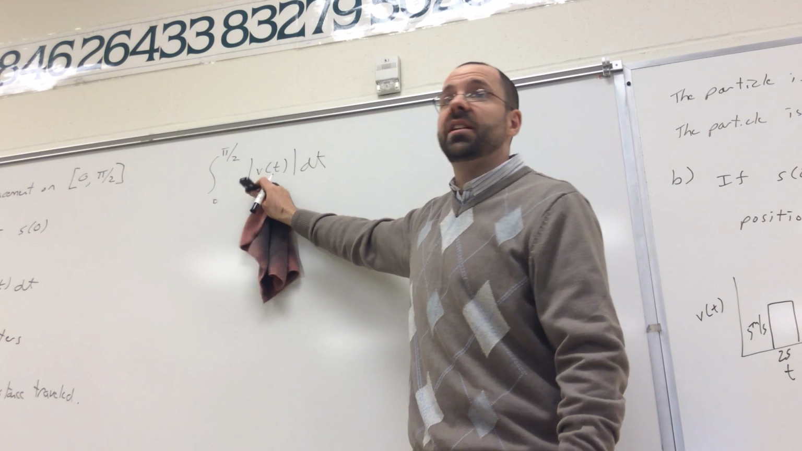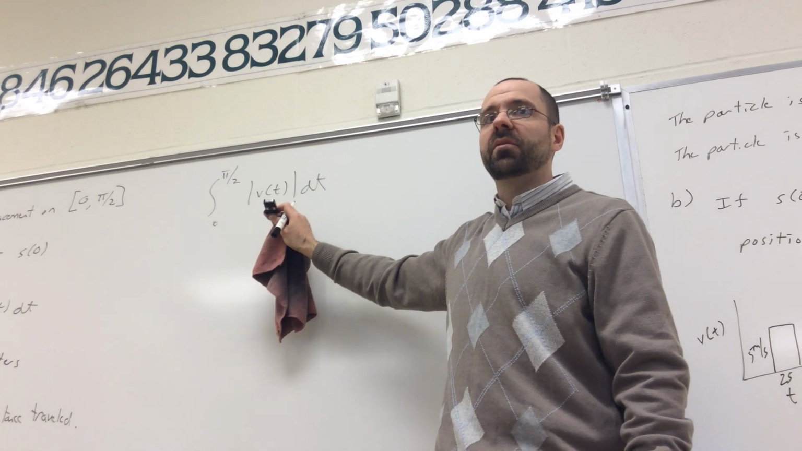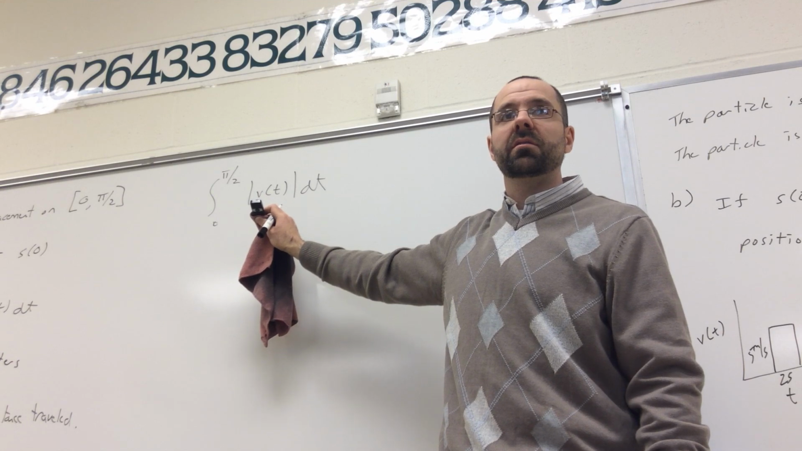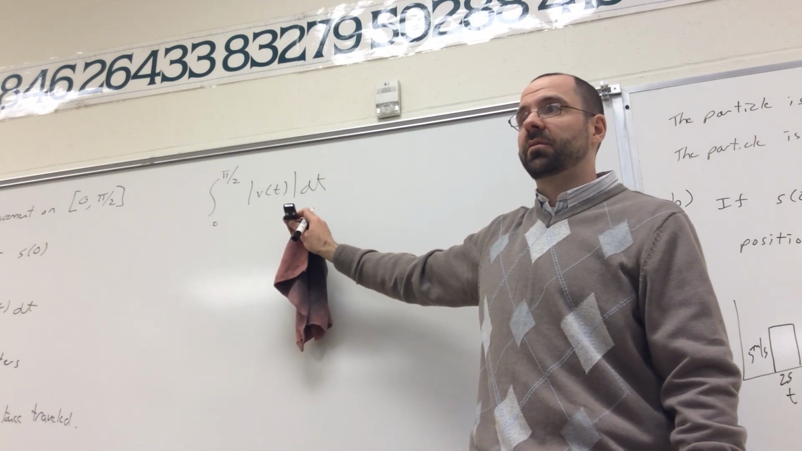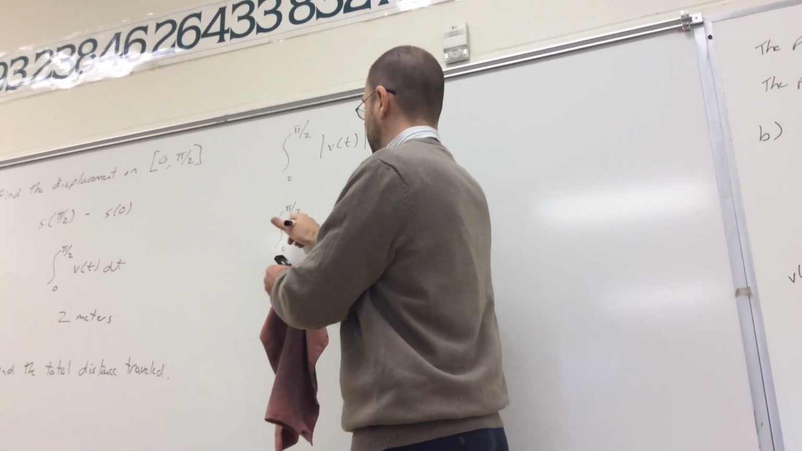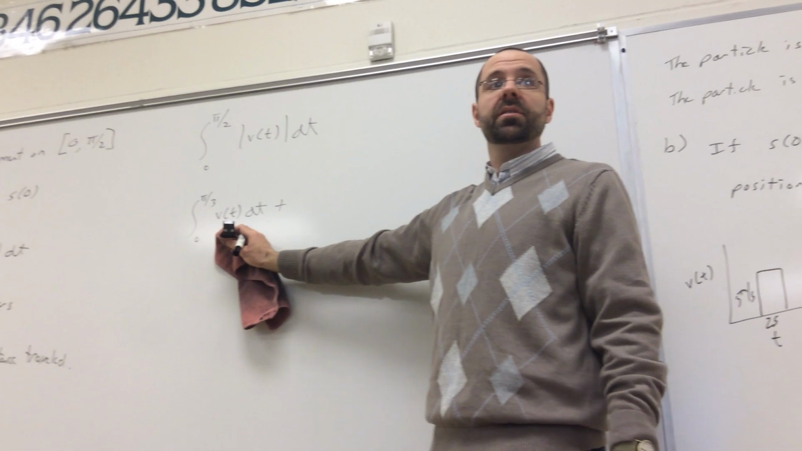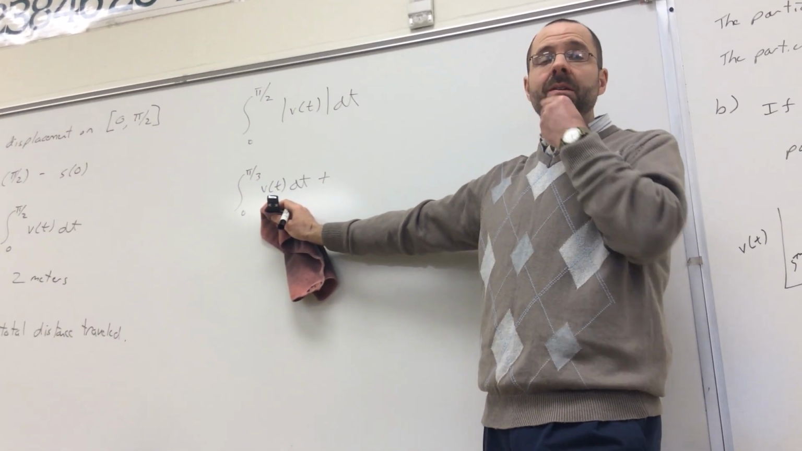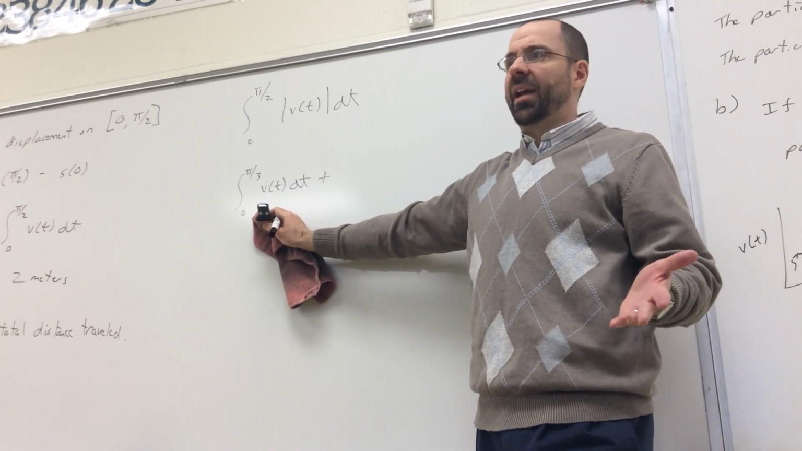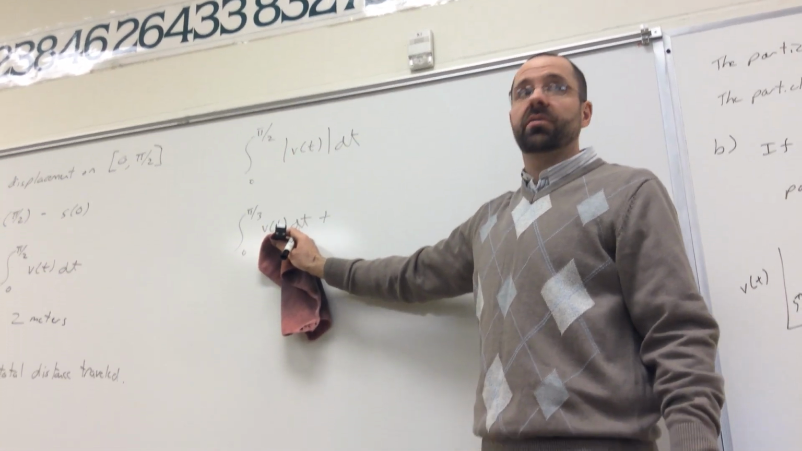Okay, if the velocity is positive, I can just drop the absolute value sign. When is the velocity positive? 0 to pi over 3. So I can go from 0 to pi over 3 here and just get rid of the absolute value sign, because the absolute value doesn't do anything to a positive number. And we found out in part A that that velocity was positive during that part of the time interval.